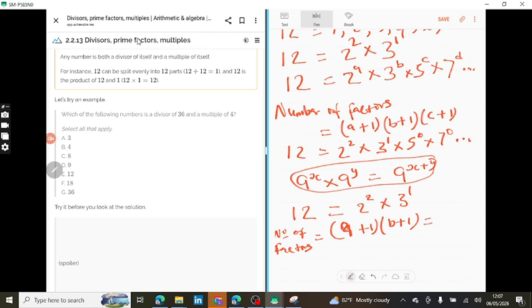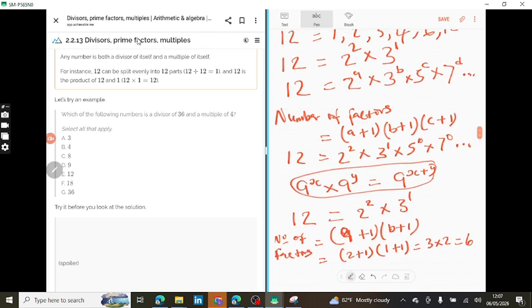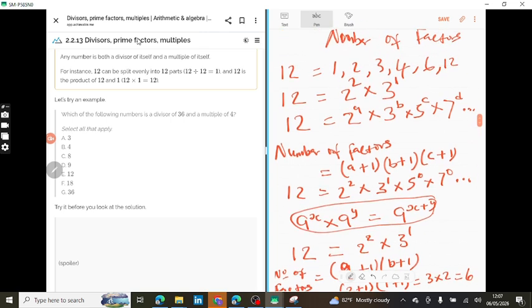So we are going to have 2 plus 1 bracket 1 plus 1 equals 3 times 2 equals 6. Remember, those are the 6 factors we counted before. Remember when we counted it? 1, 2, 3, 4, 5, 6.